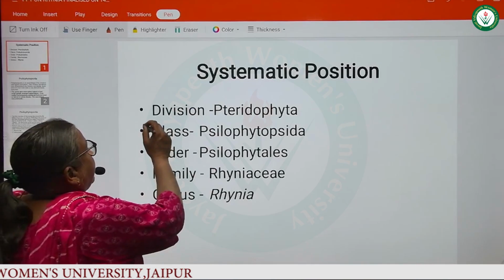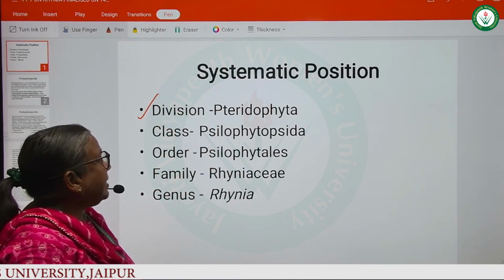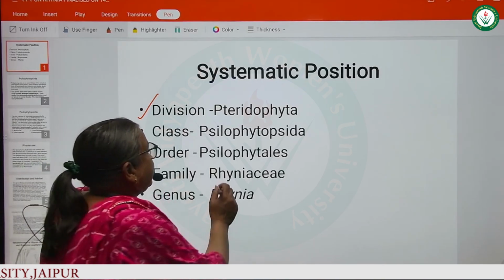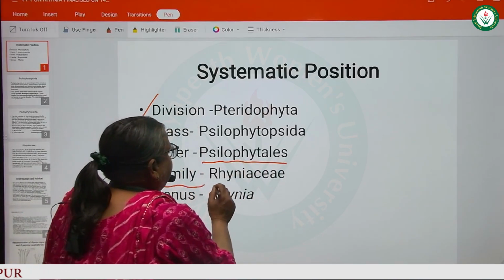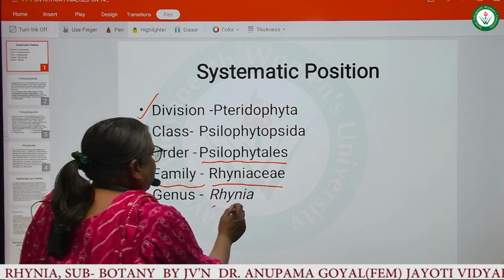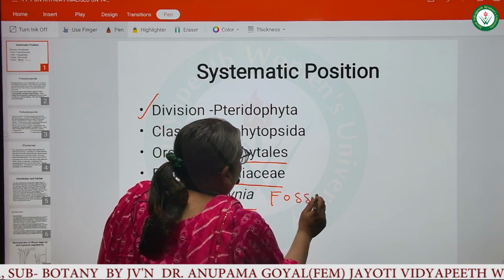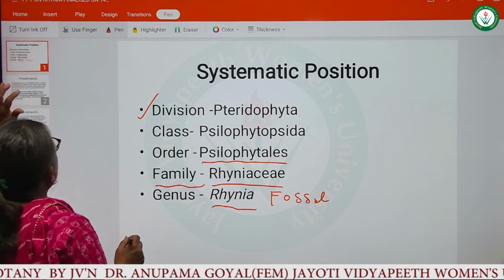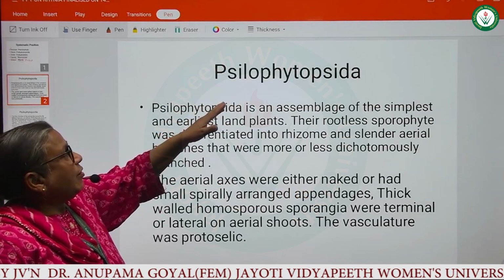Well, it comes under division Pteridophyta, and the class is Xylophytopsida. Order of Rhynia is Xylophytales, and the family is Rhyniaceae, and the genus we are talking about is Rhynia. So this Rhynia is a fossil pteridophyte. It is a fossil pteridophyte, and now I talk about the features of Xylophytopsida.